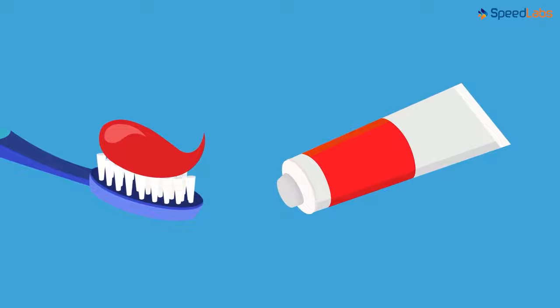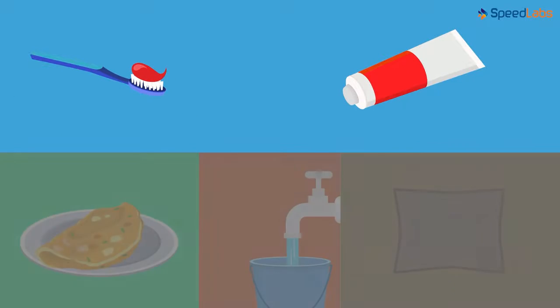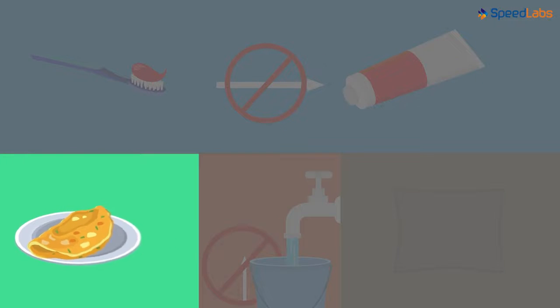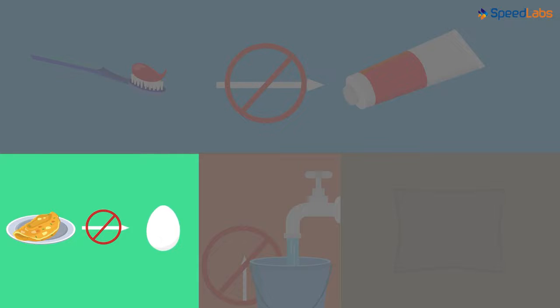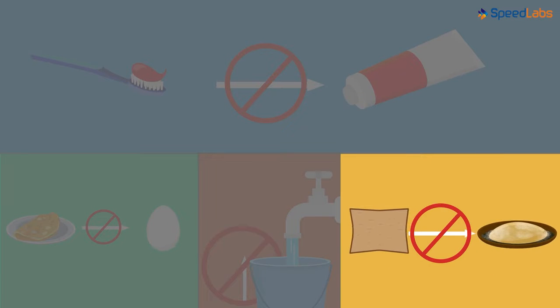The second set of examples we saw was that of toothpaste, flowing water, an omelette and bread. Toothpaste once poured out of the tube cannot be put back in it. The water flowing from a tap cannot get back into the tap. Similarly, an omelette once made cannot be converted into an egg again. And what about the bread? Yes, once the bread is baked, we cannot turn it back into dough.